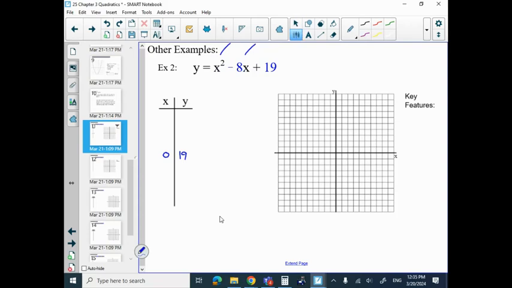19's way off the scale there. So we're going to have to look for some more numbers, right? Possibly out to 10 or possibly out to minus 10. Let's just do sort of the next easiest number, which is a 1. And I'll show the calculation for it. So we have our y equals x squared minus 8x plus 19. And we're letting x equal 1, right? So we're going to have a 1 squared minus an 8 times a 1.